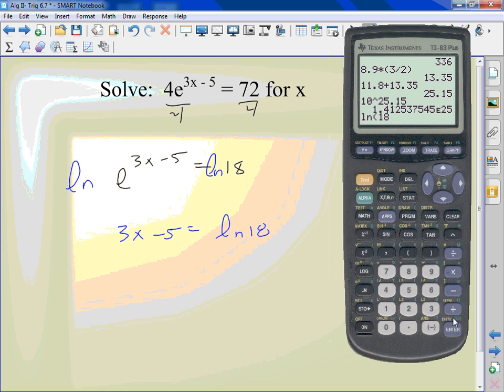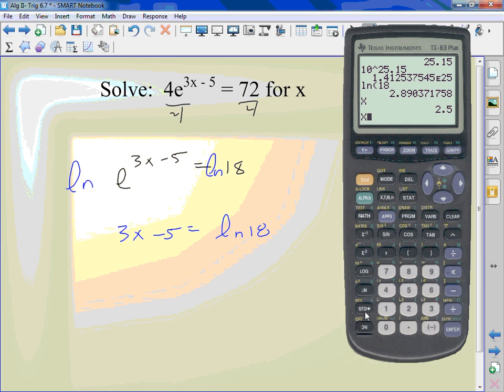ln 18 gives me that number. The reason why, if I put in the calculator ln e to the 3x, whatever you have in your calculator for x, that's what number it throws in there. That's why everyone in this classroom could do the problem, type it in with that x, and get different answers. Yes, some of them are zeros.